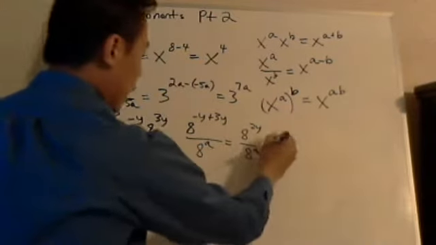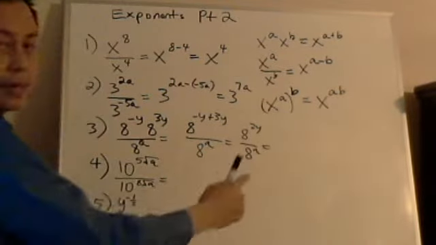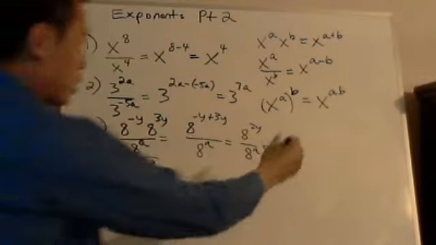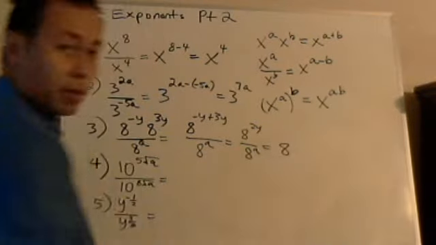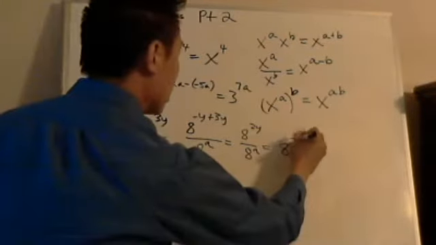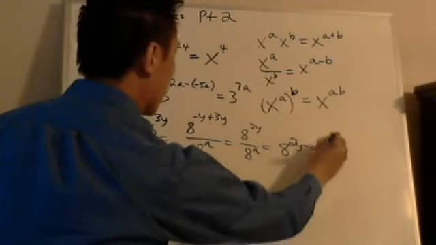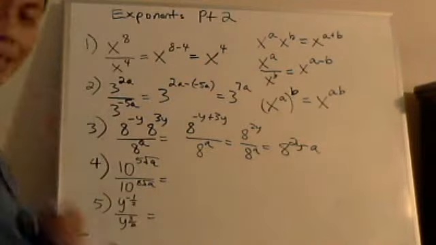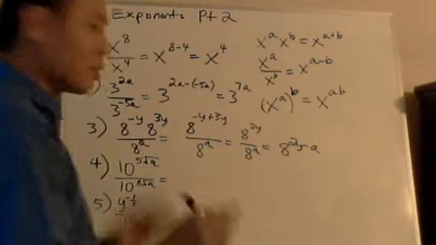Divided by 8 to the a. And what do you do when you're dividing with the same base? You subtract the exponents, right? So keep the same base, which is 8, right? 2y minus a. And that's it. Not too bad. I mean, it's pretty straightforward.